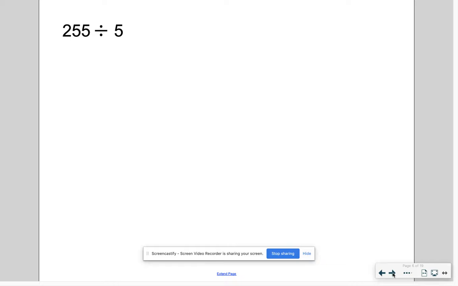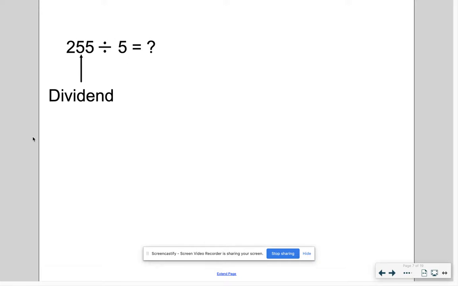So I'm going to show you how it works. First of all, I want to talk a little bit about what the parts of a division question are called. So the big number that goes in front of a division question is called a dividend. And then the next number, the smaller number, the number you're dividing into the dividend, that's called the divisor.